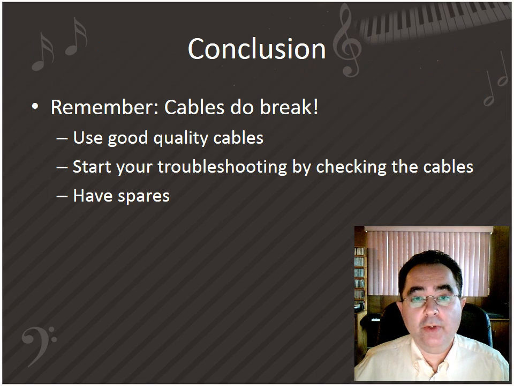A typical studio uses a wide variety of cables. In this presentation we saw the most common ones and described how they are typically used. The most important thing to know about cables is that they do break, and because of that, you should: 1. Use good quality cables. 2. Start your troubleshooting by checking the cables. And 3. Always keep a few spare cables for replacing those that will go bad.